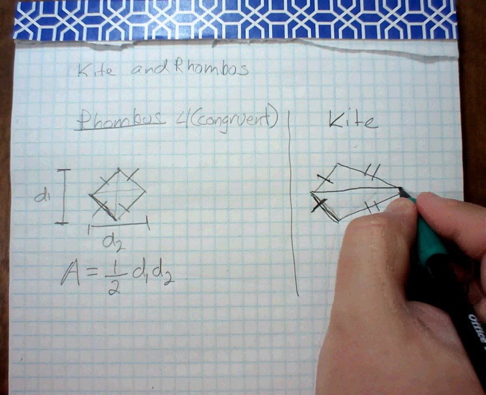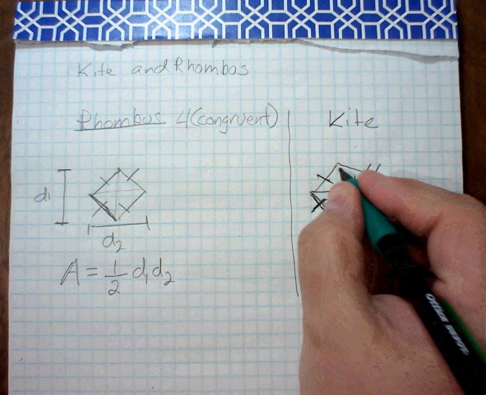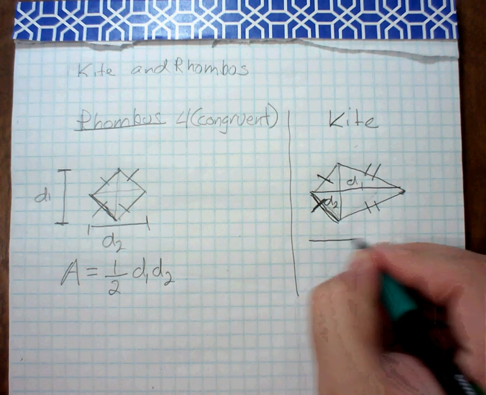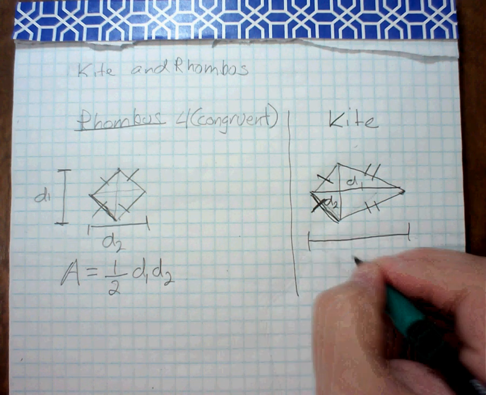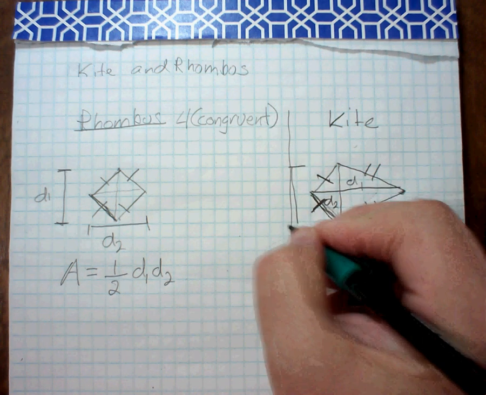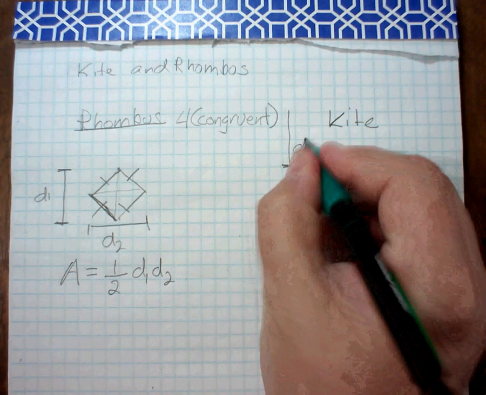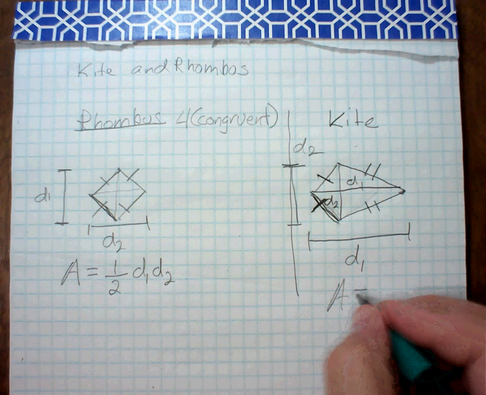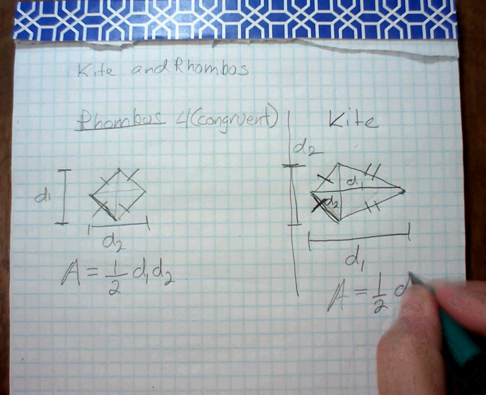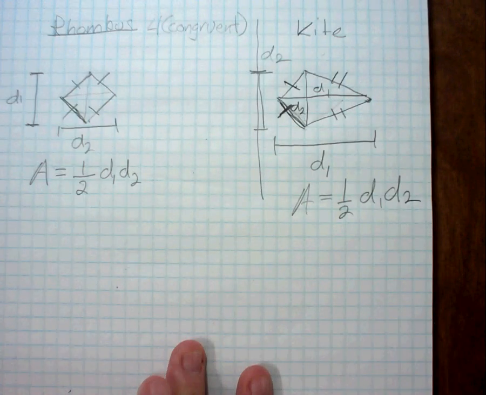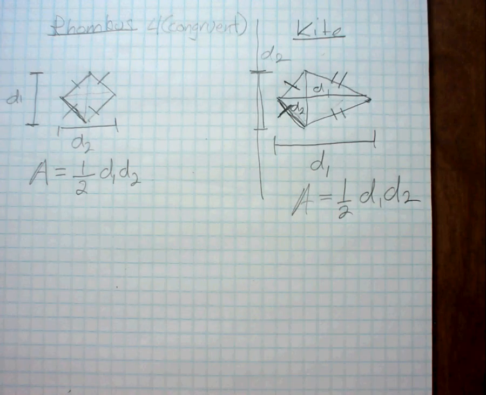And you could label this as diagonal 1, and you could label this as diagonal 2. So diagonal 1 is this length, and it doesn't matter which one's diagonal 1 and which one's diagonal 2. And then this length here, that's diagonal 2. Okay? Same thing, the area is equal to 1/2 diagonal 1 times diagonal 2. And so that's the difference between a kite and a rhombus. But the way that you find the area is the same.